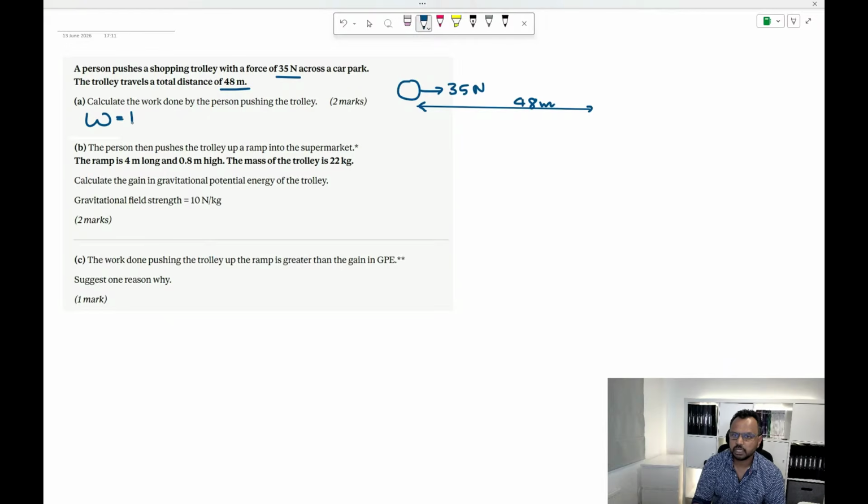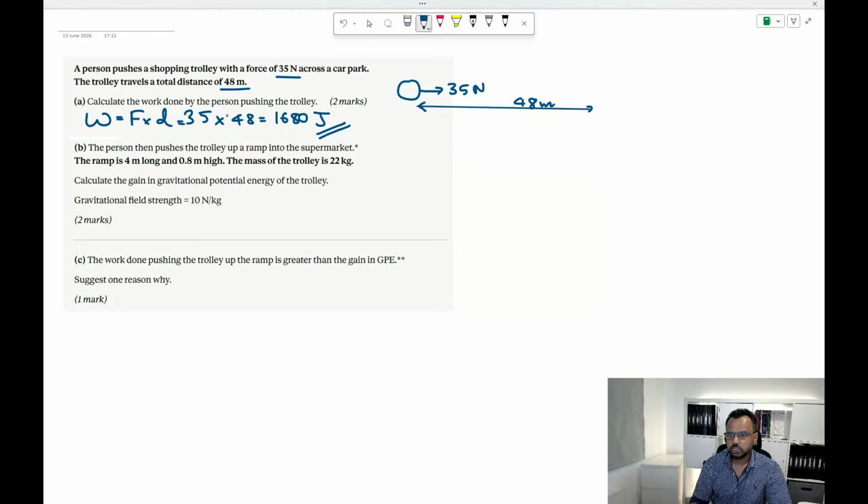So work done is simply force multiplied by distance. Force is 35. Distance is 48. Please send me the answers in the chat, guys. 35 times 48. It's 1,680. Thank you, Tiara. Thank you, Ayan. Good. 1,680 joules, units. That's it.